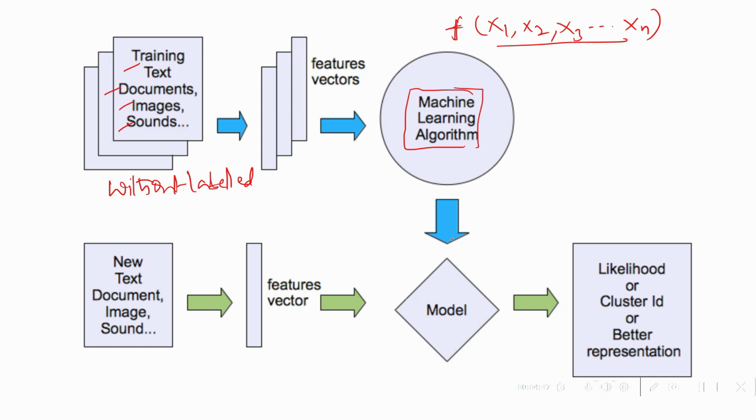For this trained model, we are providing new features, like x new 1, x new 2, x new 3, up to x new n. We provide the new features to our model, and automatically our model is going to provide the corresponding cluster ID. Simply, this process is called an unsupervised learning algorithm.